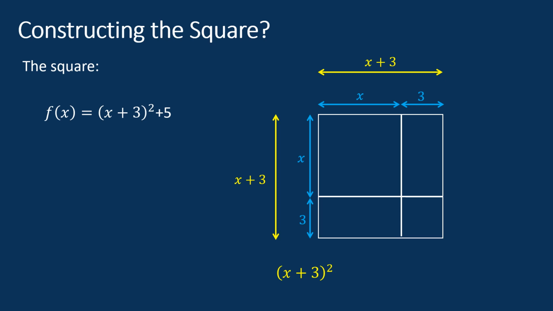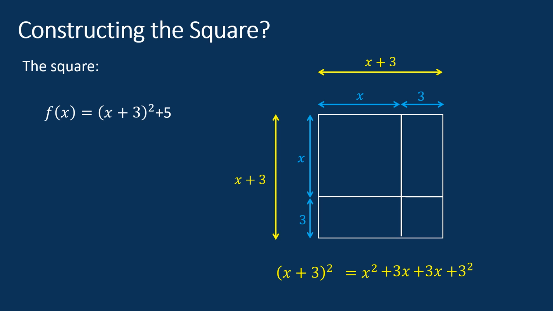Now let's find the area of each of these rectangles. The area of this square is x squared, and the width of this rectangle is x. Hence the area of this rectangle is 3x. The area of the other rectangle is also 3x. Lastly, the area of this smaller square is 3 squared, or 9. We can conclude that a big square with dimensions x plus 3 and x plus 3 consists of 4 pieces with areas x squared, 3x, 3x, and 3 squared.